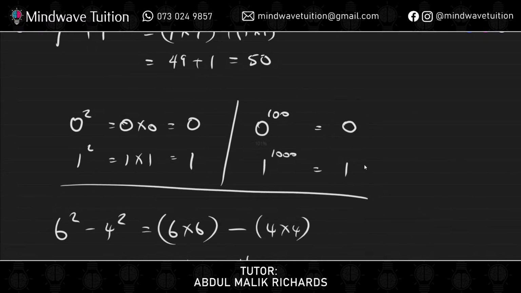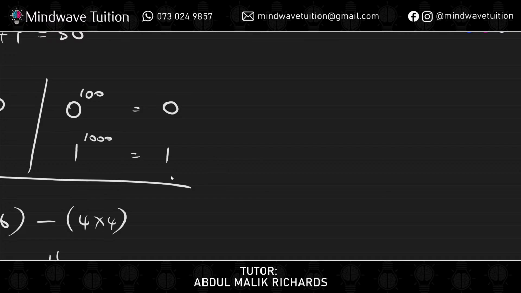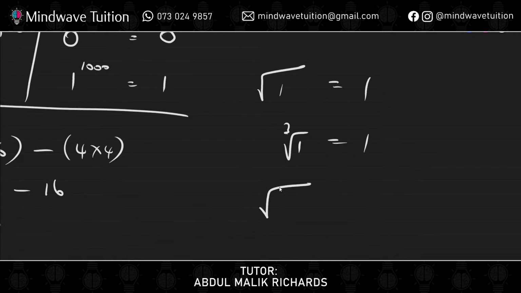Here we go. So here I showed you how 0 to the power of anything is 0 and 1 to the power of anything is 1. We can do the reverse of this as well, where we take the square root of 1, which is just going to be 1. You can take the cube root of 1, and it's still going to be 1. You can take the 1,000th root, is what we call it, of 1. It's still going to be 1. It doesn't matter what you do to 1, it's still going to be 1.